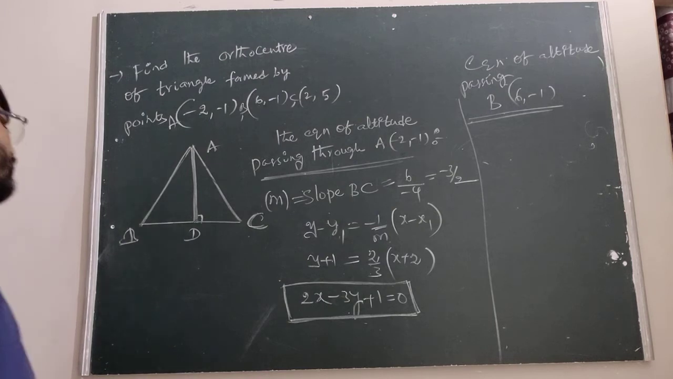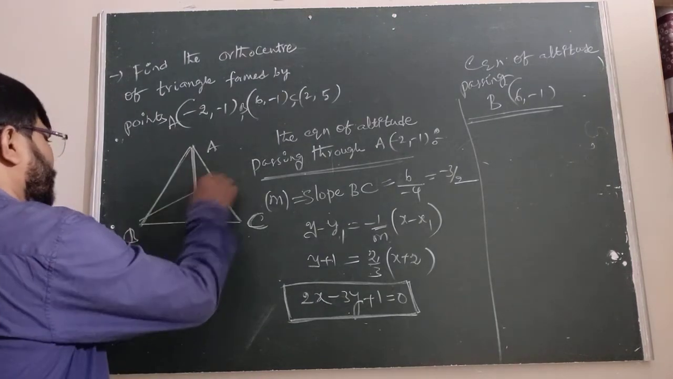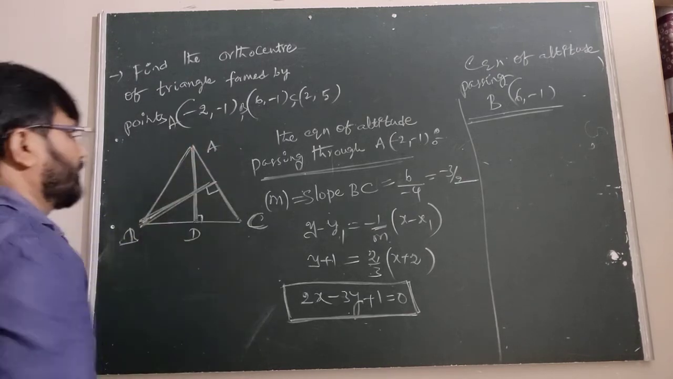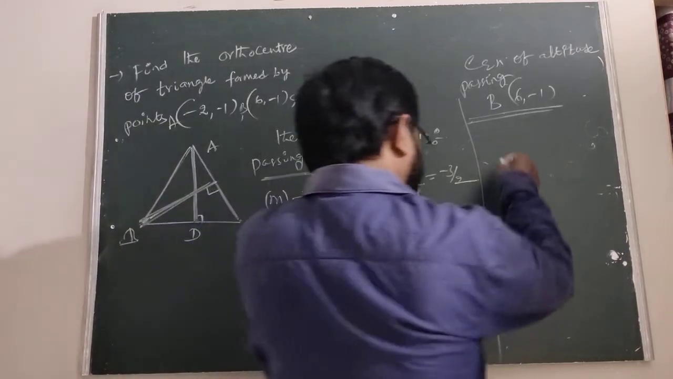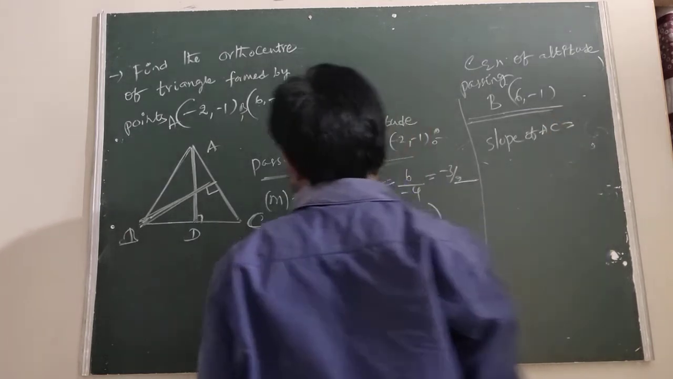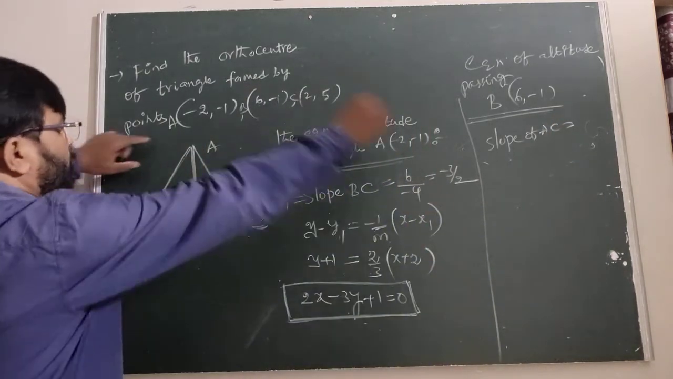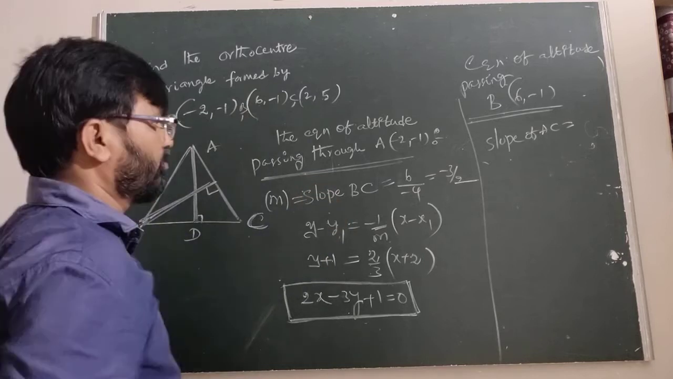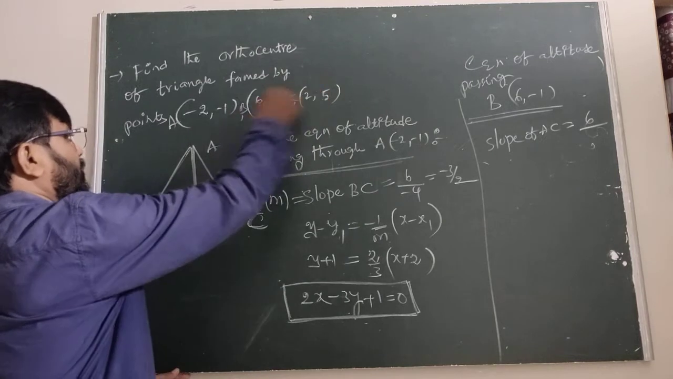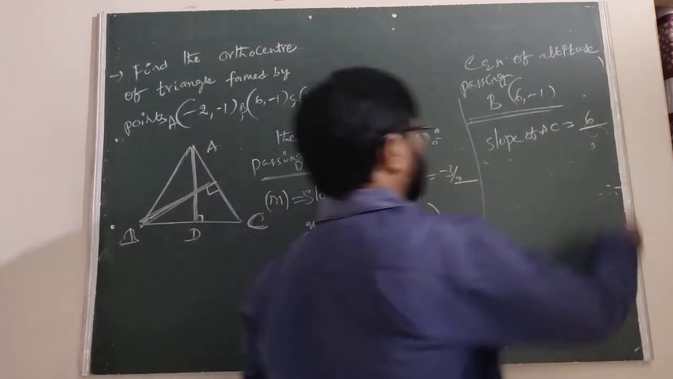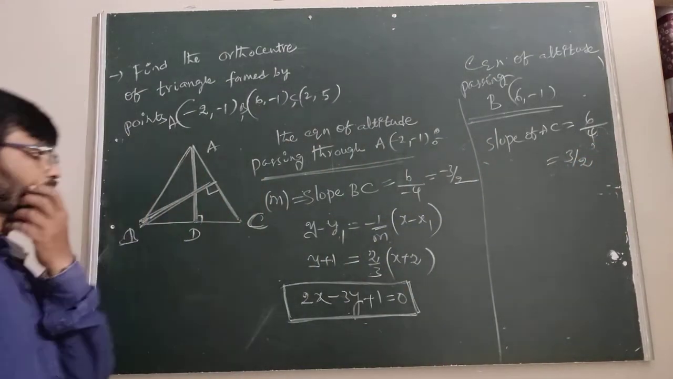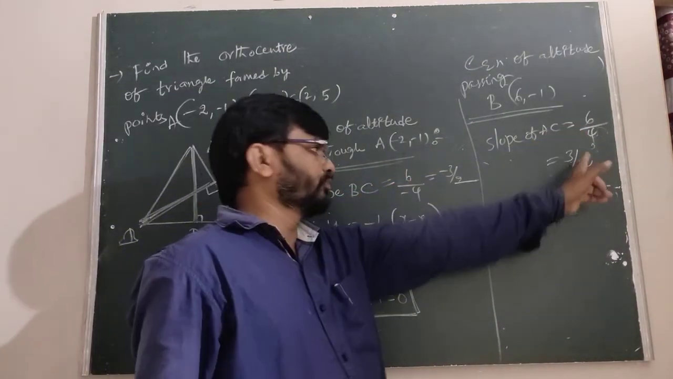How to find it? Here the altitude through B will be perpendicular to AC. Therefore, now the slope of AC. How to find the slope of AC? This is y2 minus y1: 5 plus 1 is 6. x2 minus x1: 2 plus 2 is 4. Now this is 3 by 2. Now this is the slope.